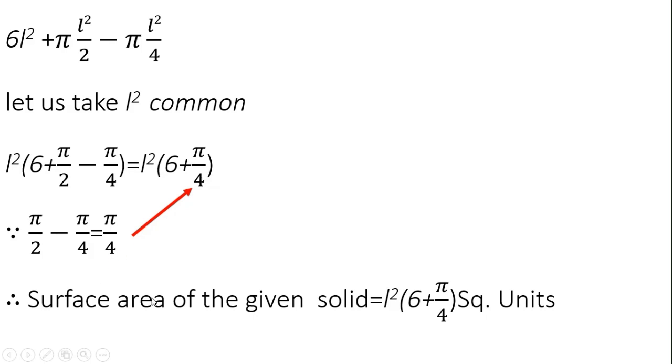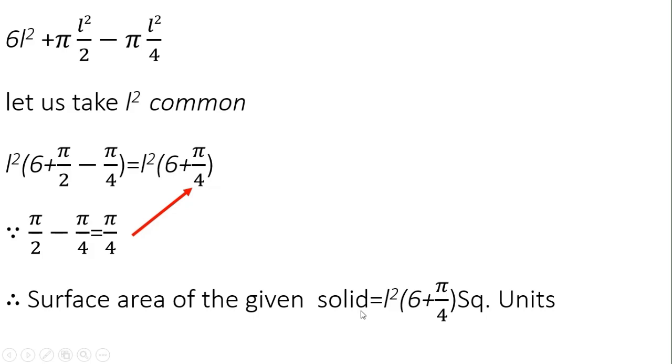So the surface area of the given solid is L square into 6 plus pi by 4 square units. Here, if L is given, then we can find it out. If the side of the cube is given, it is easy for us to find the surface area of the given solid. Here no particular value is given, we have taken the problem as a generalized structure, taking the side of the cube as L units. So we have calculated the surface area of the given solid.